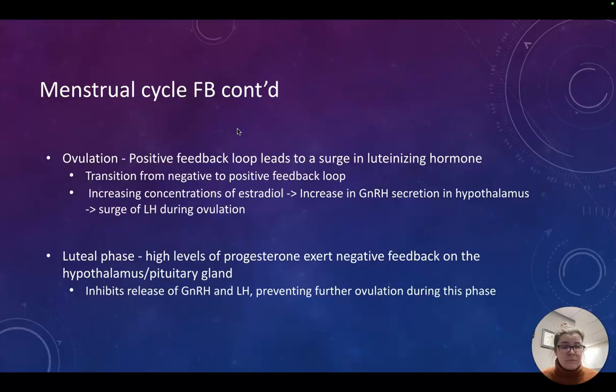And then in the last phase, the luteal phase, progesterone is the primary hormone at work. We transition back to a negative feedback loop. These high levels of progesterone inhibit GnRH and subsequently LH, and this prevents further ovulation during this phase. So it's kind of monitoring the cycle so that only one ovulation is occurring.